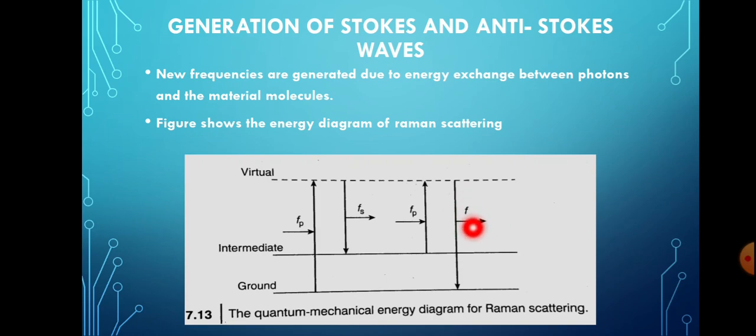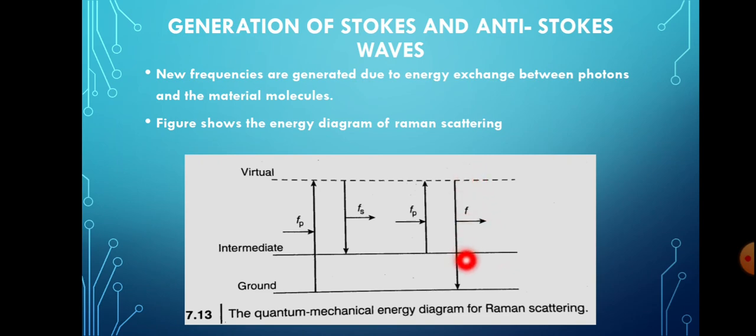that is the anti-Stokes photon. That means in the anti-Stokes generation, the incoming photon of frequency Fp excites a molecule or electron from the intermediate state to the virtual state, and the molecule returns to the ground state releasing an anti-Stokes photon, and its frequency is Fa.